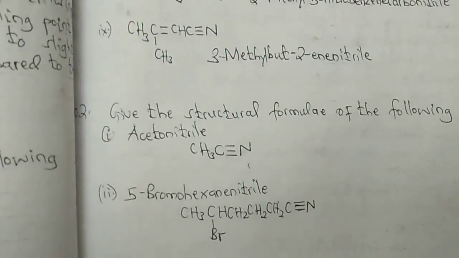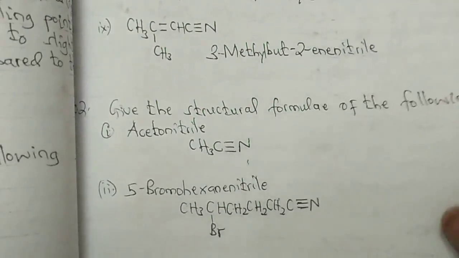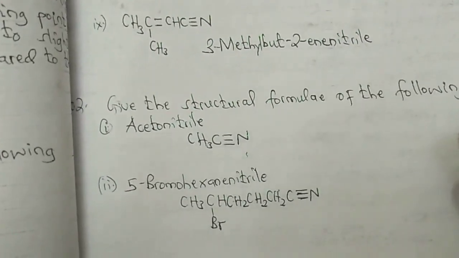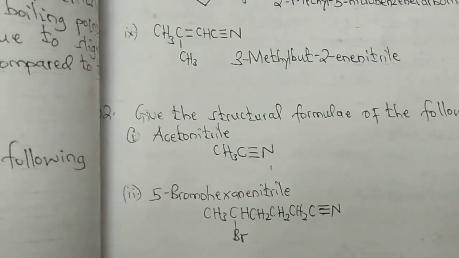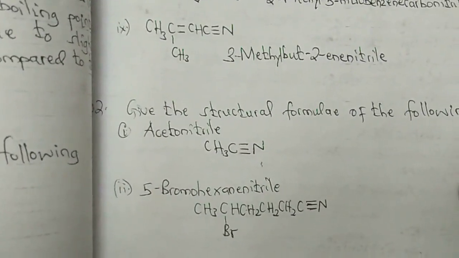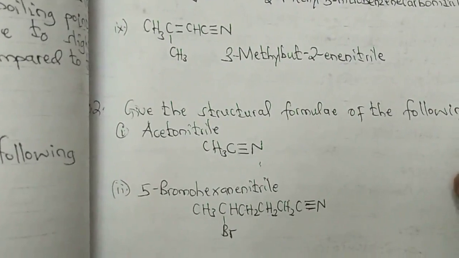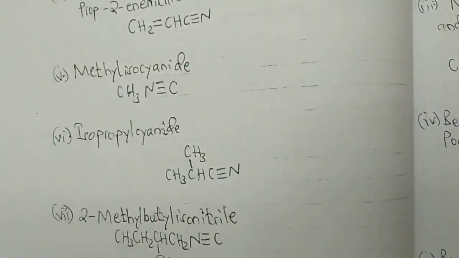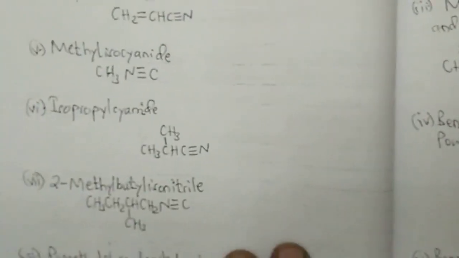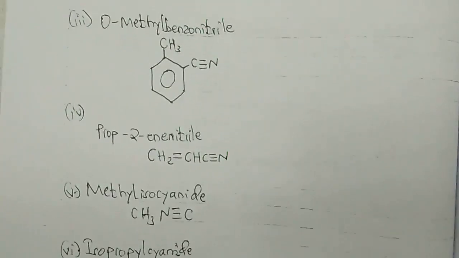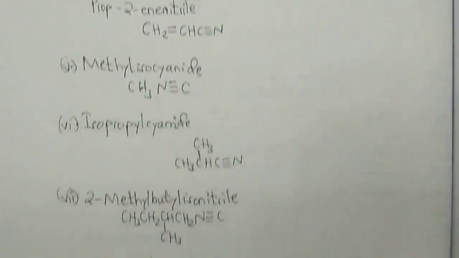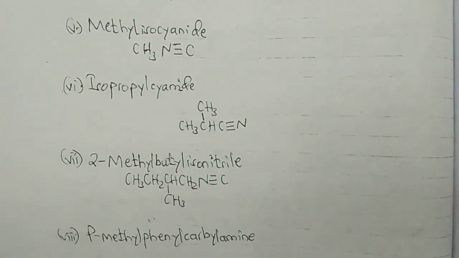Give the structural formula of the following: acetonitrile, 5-bromo. Actually kama unapewa name unaambiwa uandike structure formula, unaanza na kuandika parent chain, ndio unaangalia position ya hizo groups mbalimbali ambazo umepewa. Kwa hiyo hivi ndivyo ambavyo discussion yetu kuhusu nitrile and isonitrile inakuwa imeisha. Kuna maswali hayo tunaambiwa utaje majina yote hayo.